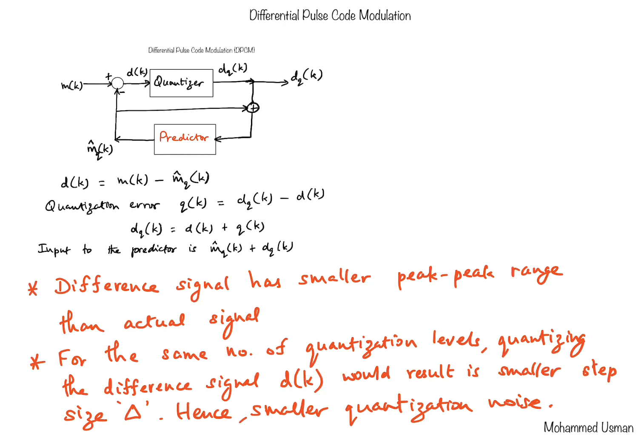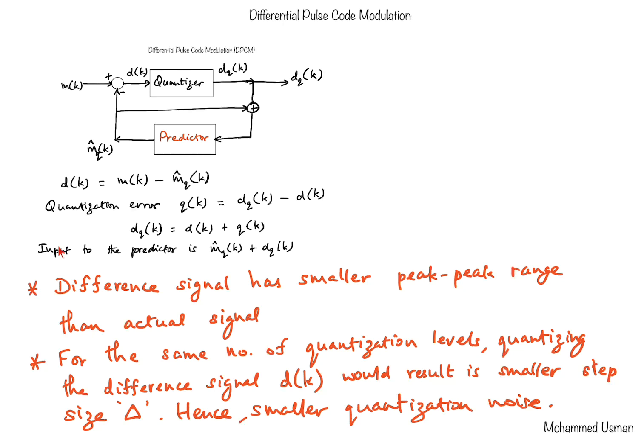To achieve that, what is used in DPCM is a predictor, which is a signal processing mechanism that uses some statistical techniques to predict what the sample value will be. Once we have a predictor designed which can predict the samples accurately, the difference between the actual sample and the predicted sample would be very small. That's the whole idea behind differential pulse code modulation.